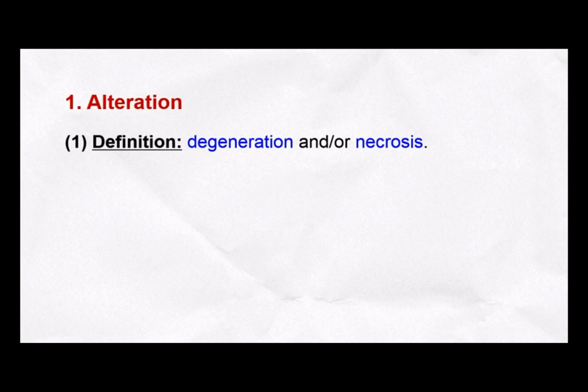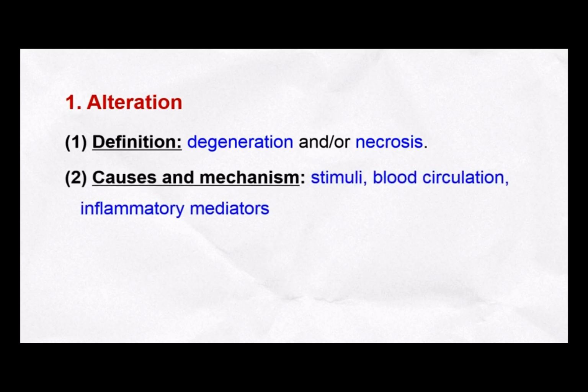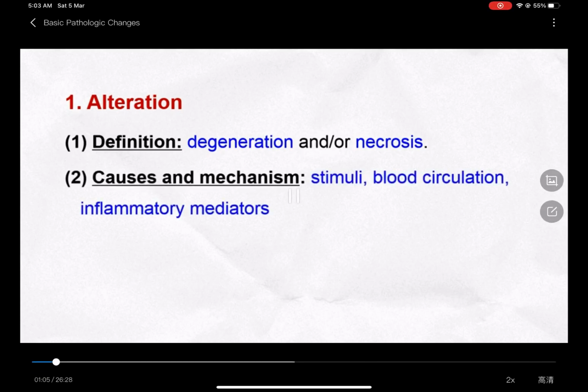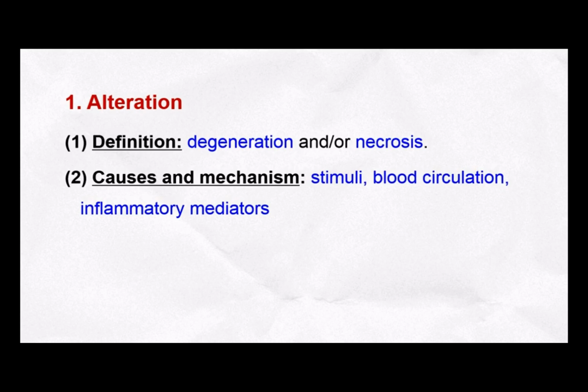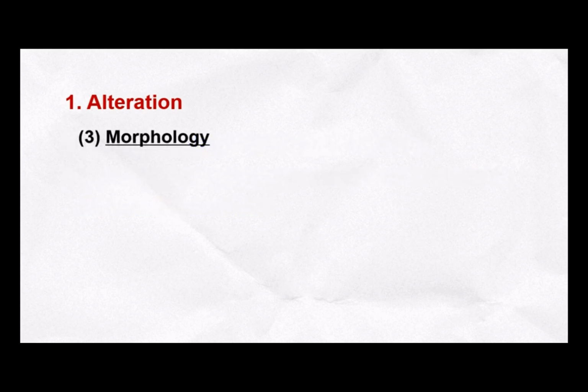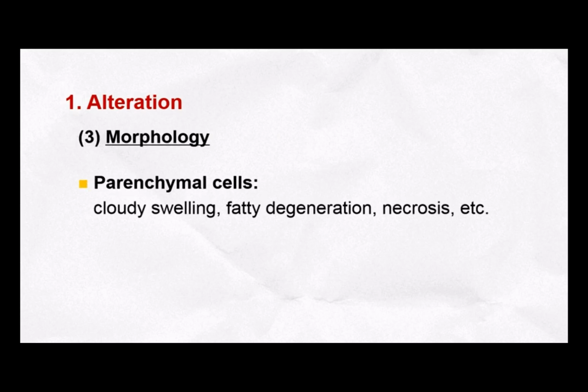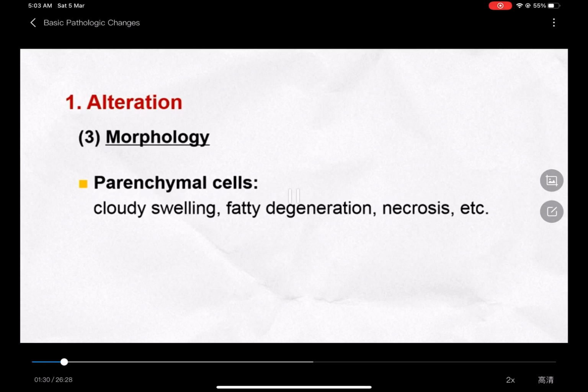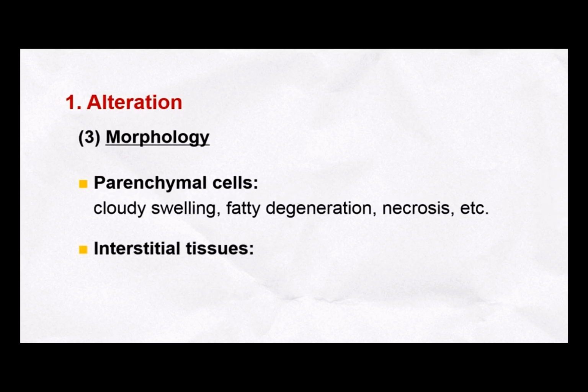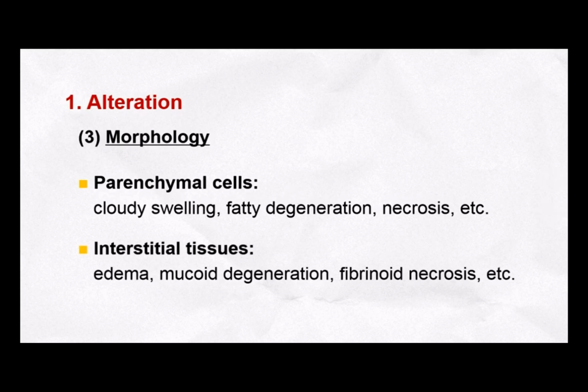Alteration refers to the tissues or cells at the inflammatory sites showing degeneration and/or necrosis. This may be due to the agent that caused the initial injury, local blood circulation disturbance, the inflammatory cells and/or mediators of the inflammatory response. Morphologically, parenchymal cells show evidence of injury, for example, cloudy swelling, fatty degeneration, and necrosis. Interstitial tissues also show evidence of injury, such as edema, mucoid degeneration, fibrinoid necrosis, etc.